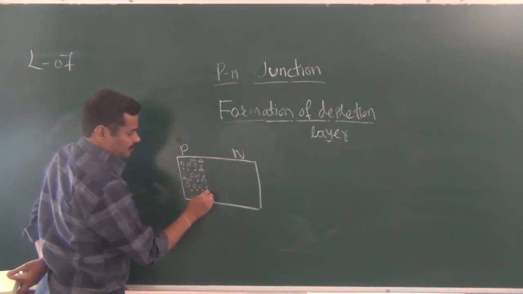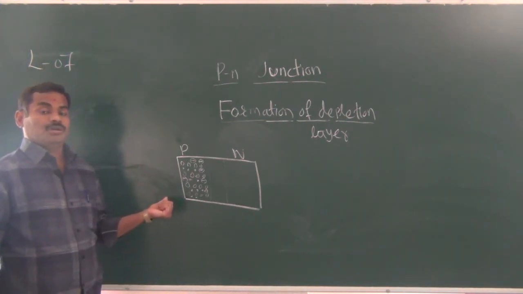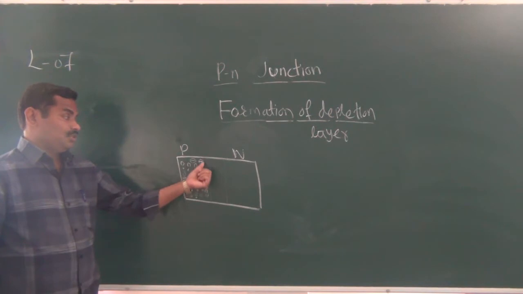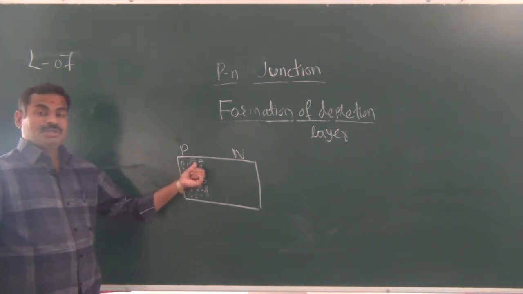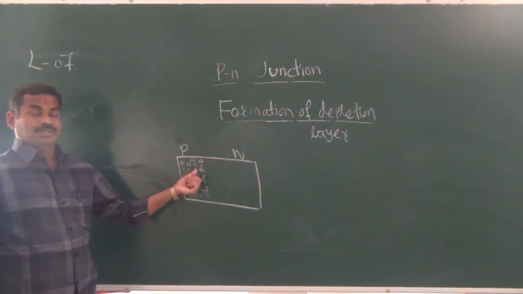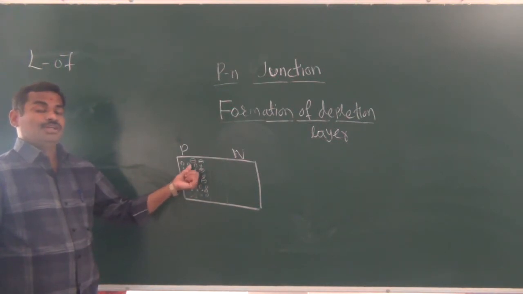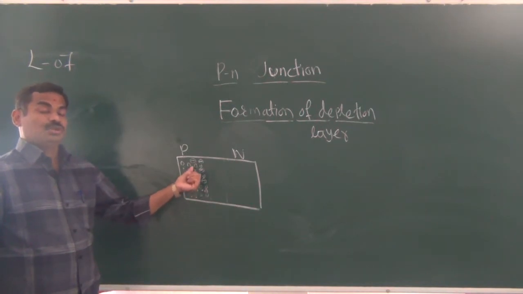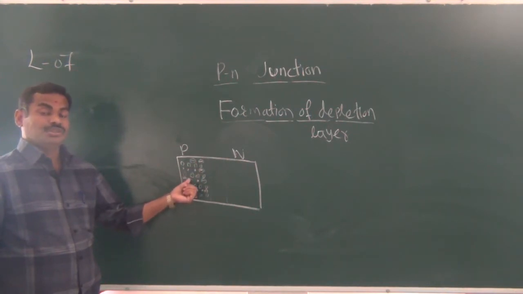Because whenever you add an impurity, especially for the p-type, you add a trivalent impurity, it may be boron or aluminum. That added impurity acts as a negative immobile ion, also called an acceptor ion. It has a negative charge. It is immobile because it is not moving, and it is of no use for the conduction of current. It is totally bound to the nucleus. That is about the negative immobile ions.